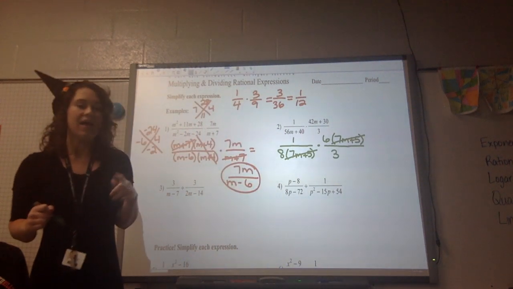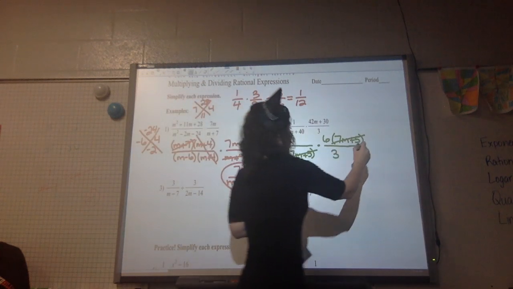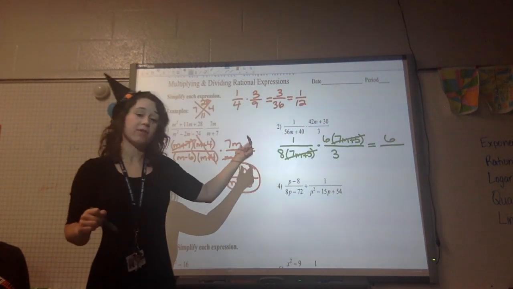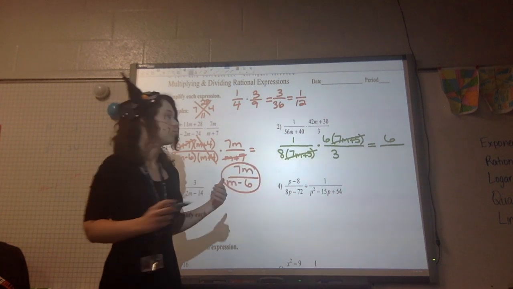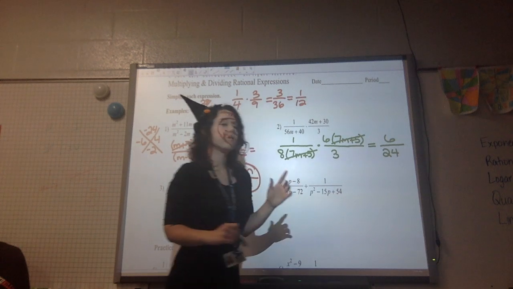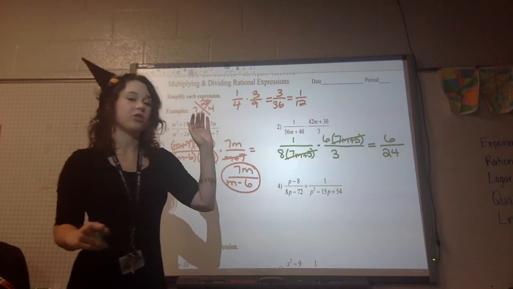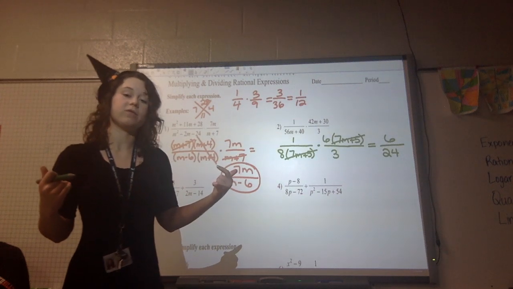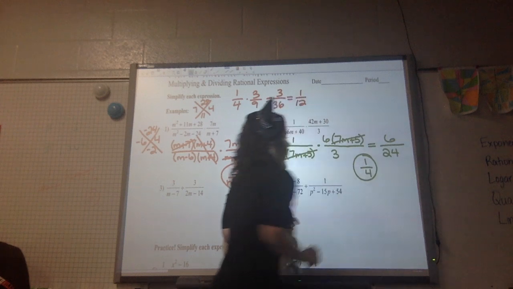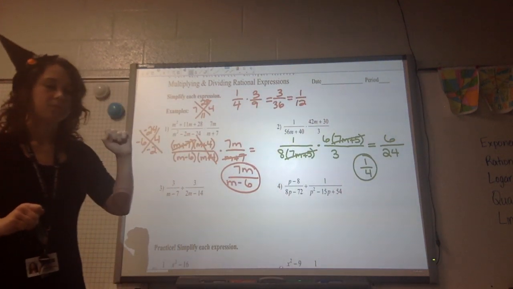Okay? And the only thing that leaves me with is I've got a 6 on top, and on bottom I've got an 8 times a 3, which gives me 24. Your very last step is just to see if that will reduce, and you can type that in your calculator, but 6 over 24 reduces to 1/4. And then you're done right there. That's your final answer. Right?